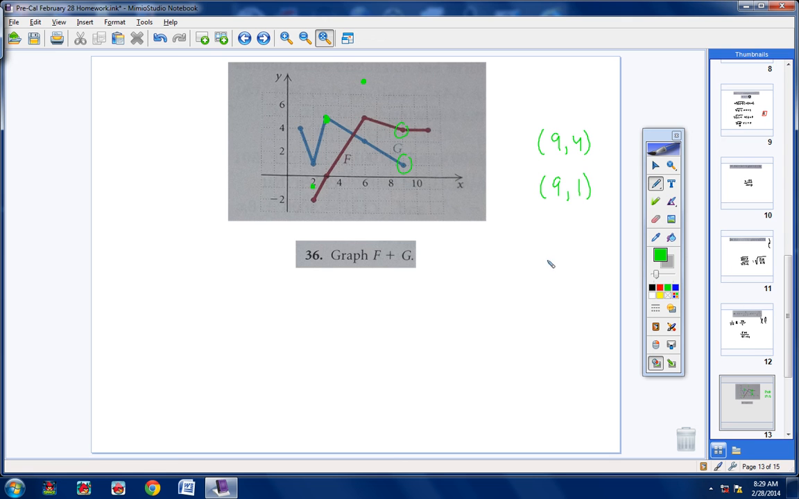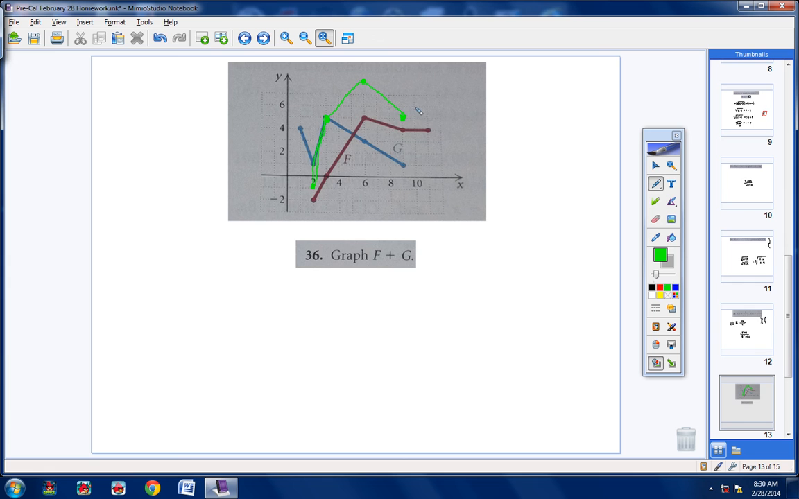So if I add those 2 ordered pairs together, what would I get? 9 comma 5. So let's go ahead and plot that point, 9, 5: over 9 and up 5. So there we go. So you would sketch the line like this. You would start here. My lines won't be perfect, but it should be a straight line. You go to there, then to there, and then to there. And you did it. You graphed, you have a picture. You added f plus g.